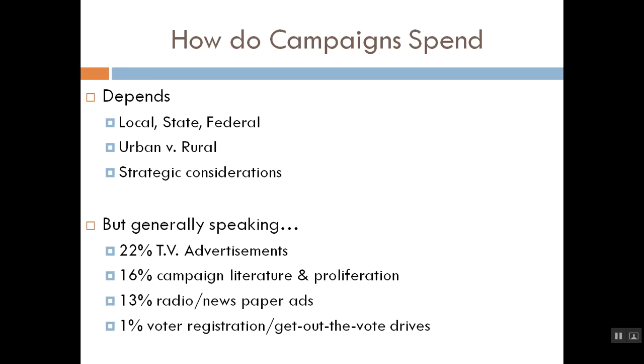They're going to run some radio ads, they're going to have some newspaper ads, and then they're going to spend a bunch of money on voter registration and get out the vote drives, where they send people door knocking and trying to get everyone to turn out. Here's the interesting thing. Of all of these items, that 1% is the only thing that empirical literature has proven to work.